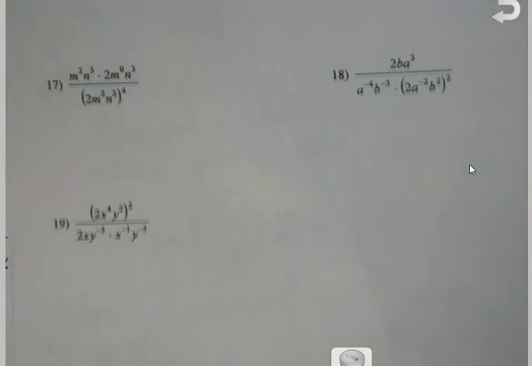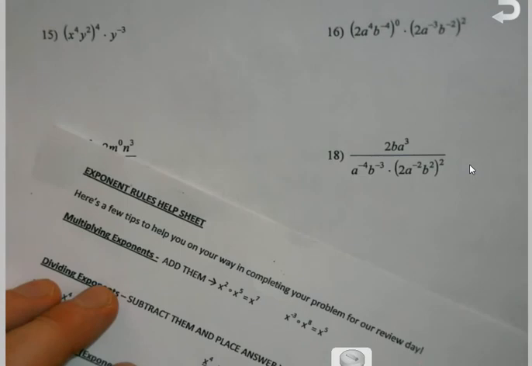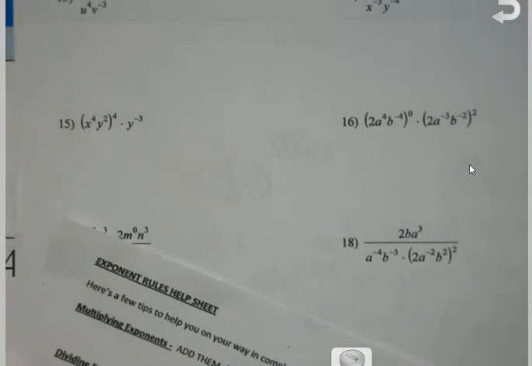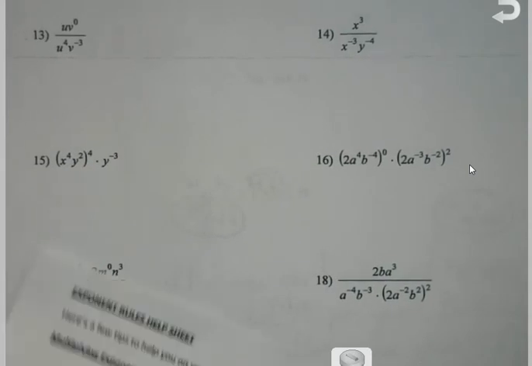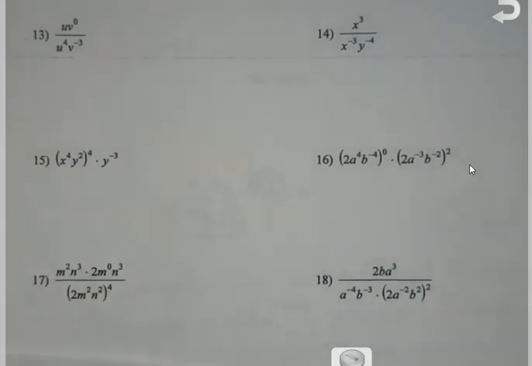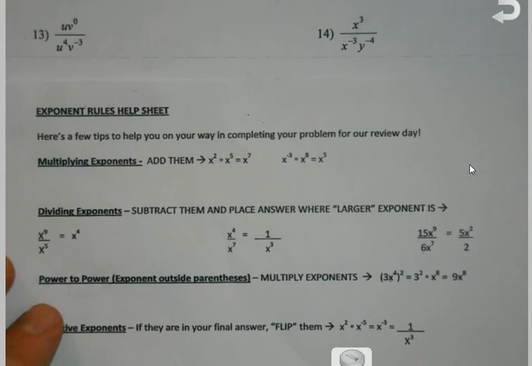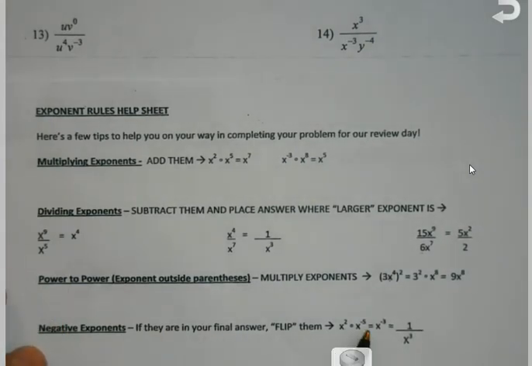Oh yeah, our buddies, the negative exponents. Now we're going to bounce around a little bit differently on these. We're going to take a look at 13, and then we're going to go down to 15. So, negative exponents. If you get negative exponents, we want to flip them.